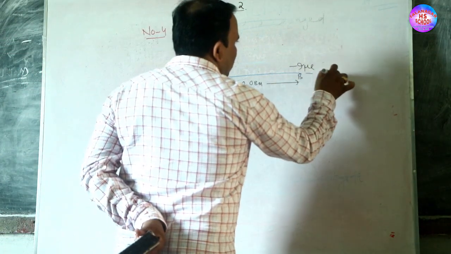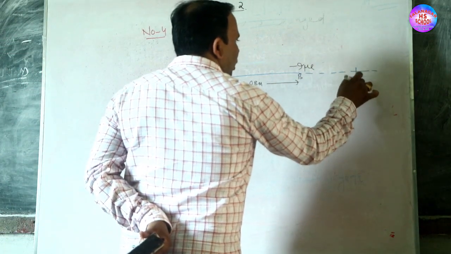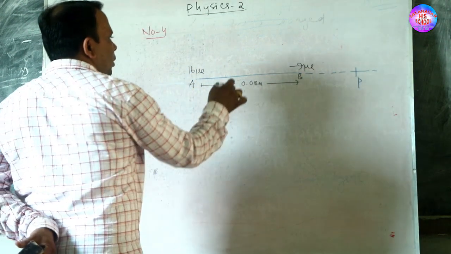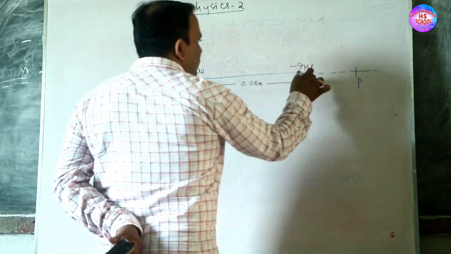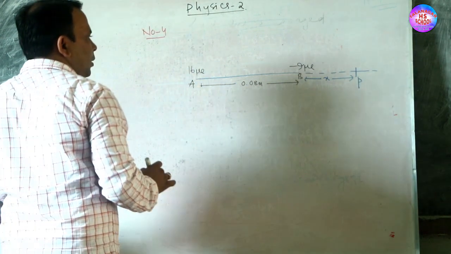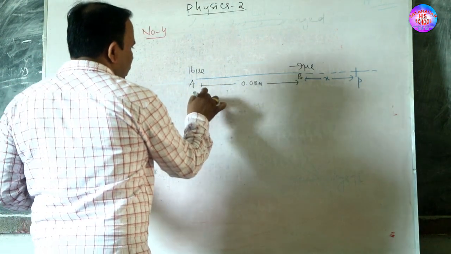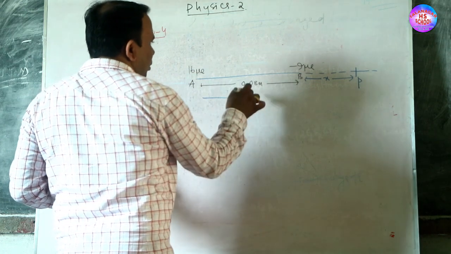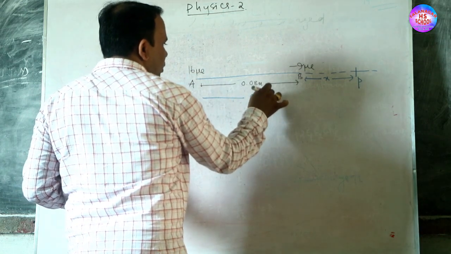Let a point P be the point of observation, which is x distance from minus 9 microcoulomb, and the total distance from 16 microcoulomb is 0.08 plus x.